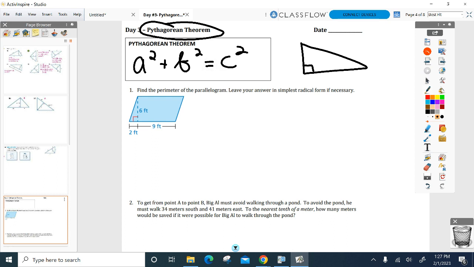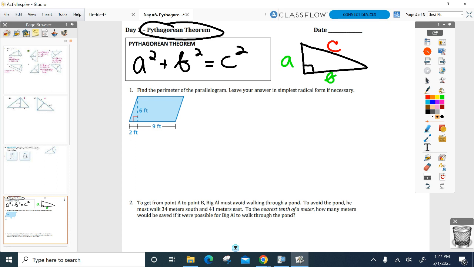I just want to make sure we're solid on what A and B are. You plug in the legs. Where are the legs located on a right triangle? They form the right angle. A and B. And then across from the right angle is what we call the hypotenuse, and that's C in the Pythagorean theorem. We're all okay there?